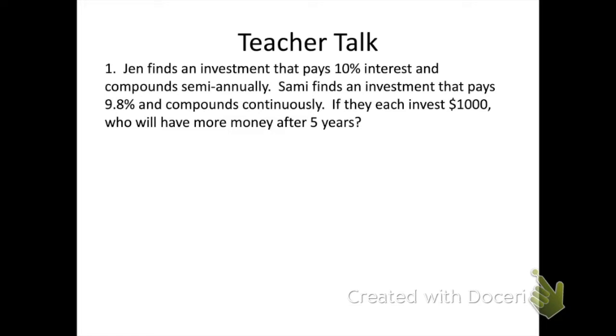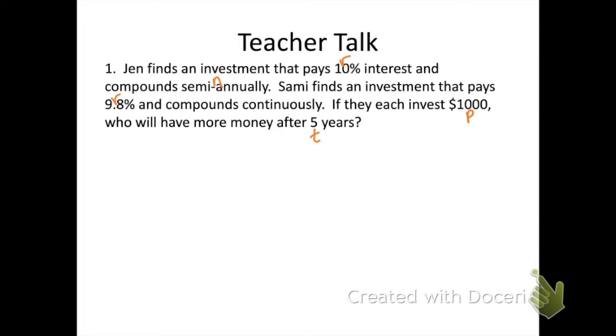So in this problem, I see that we have two problems that we're solving. We're going to figure out how much Jen will have after 5 years, figure out how much Sammy will have after 5 years, and then say who has the most. So looking through here, I notice that my principal for both of them is going to be $1,000. The time for both of them is 5 years. Jen's rate is 10%. Sammy's rate is 9.8%.